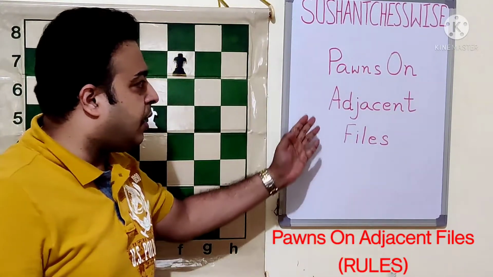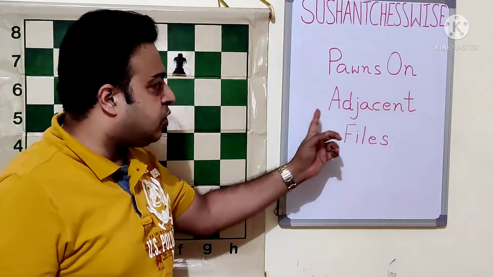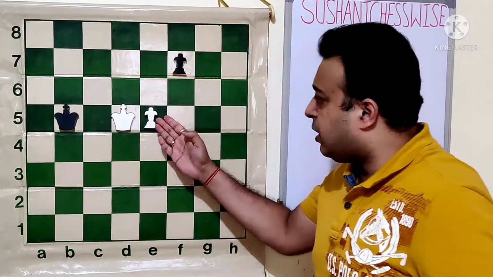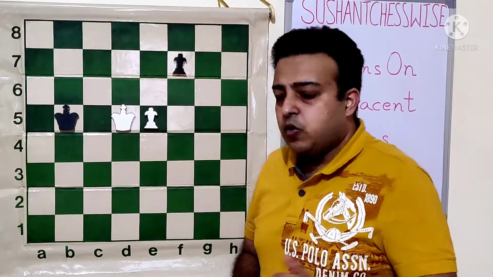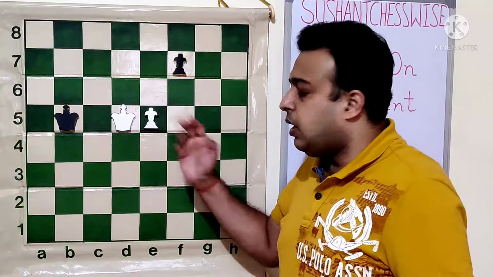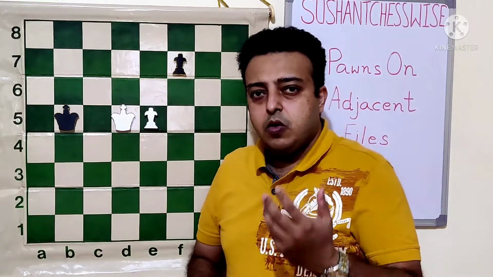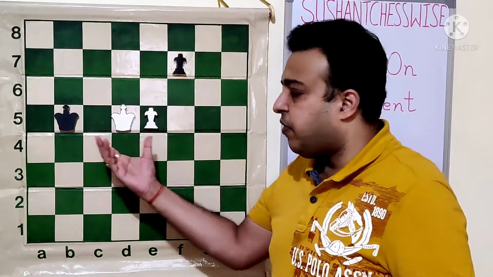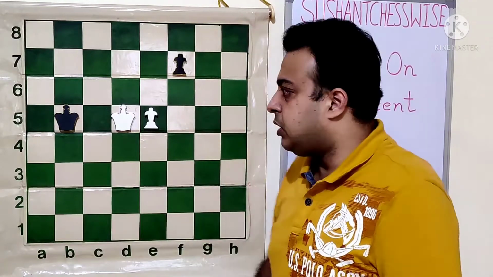Today we are going to look at the next topic, that is the pawns on the adjacent files. That is when the pawns are next to each other. So we are going to discuss the rules related to the pawns on the adjacent files. What are the factors which we have to ensure so that we don't end up in a losing position?